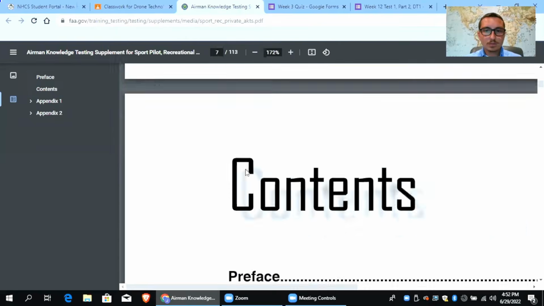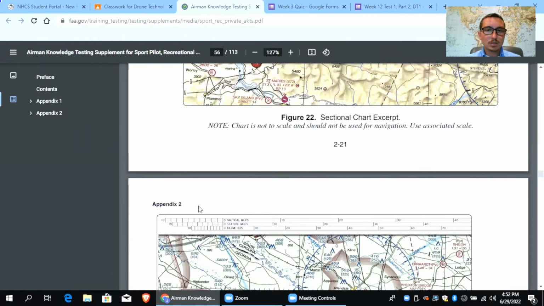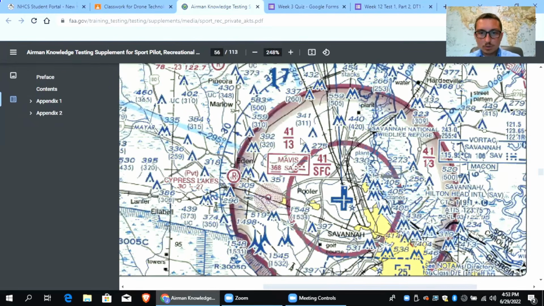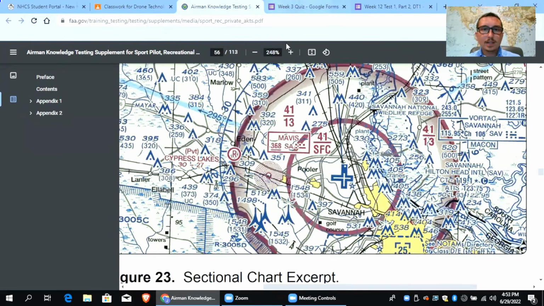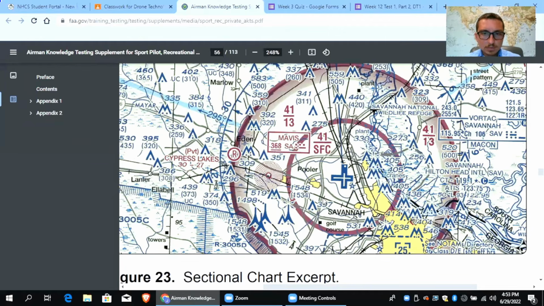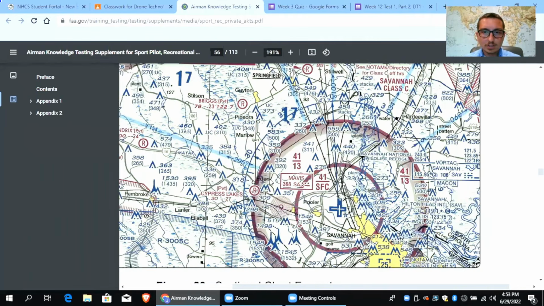Let's check that out. Let me zoom this out. Figure 23. And here we are, Savannah International Airport. Savannah's a cool little area. So you're inspecting the high-intensity lights on top of the towers 5.5 nautical miles southwest of the Savannah Airport. Would you need authorization? There should be a legend somewhere over here.